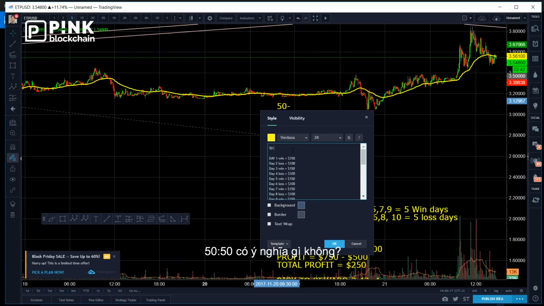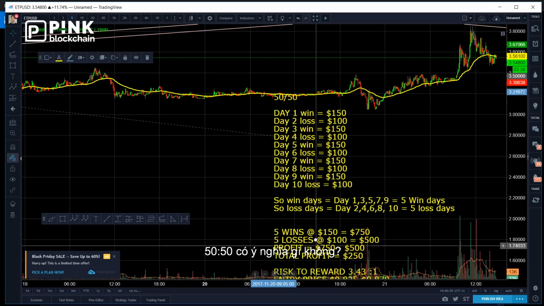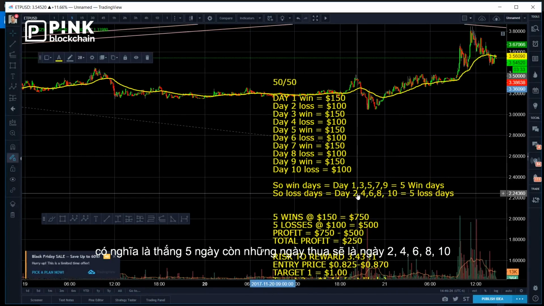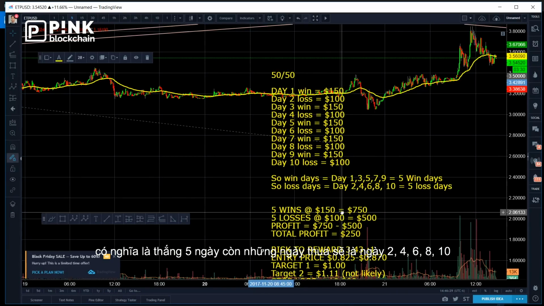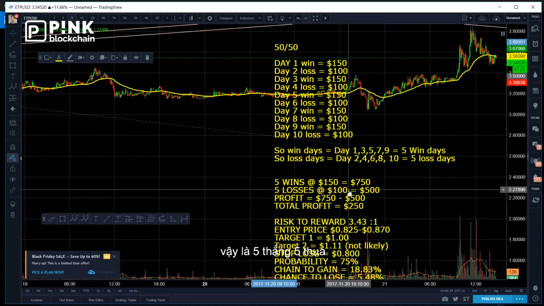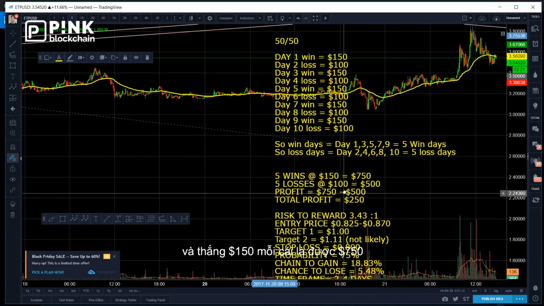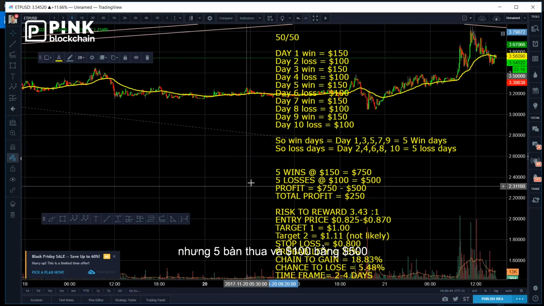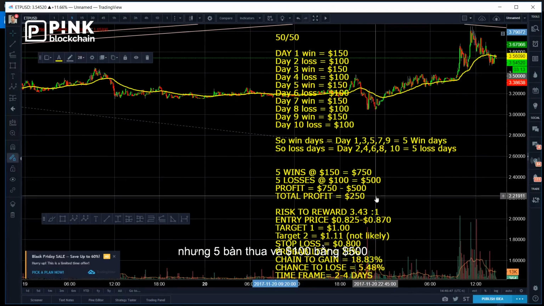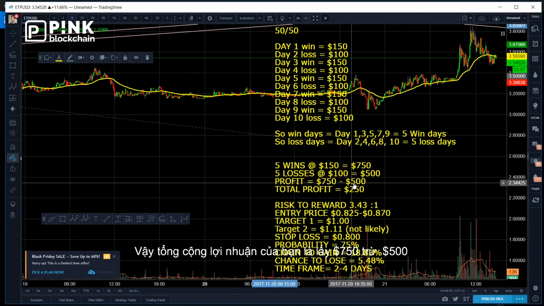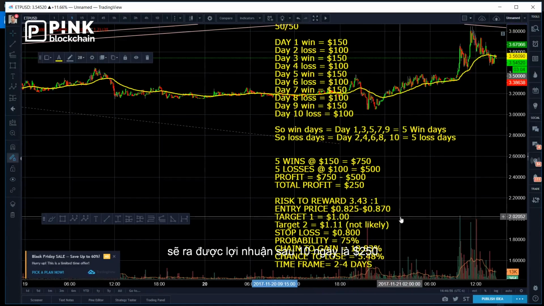Now that's 50-50, okay? Make sense so far? So win days are 1, 3, 5, 7, and 9, which is 5 win days. Lost days would be 2, 4, 6, 8, and 10, which is also 5 lost days. 5 wins at $150 each is $750, but 5 losses at $100 is $500. So your total profit is 750 minus $500, which is a profit of $250 at the end of the 10 days, right?